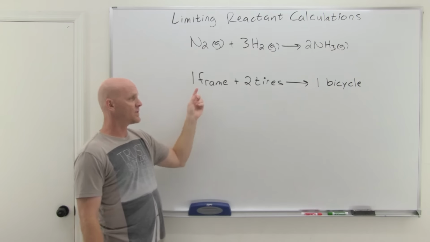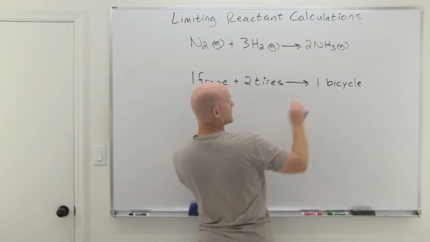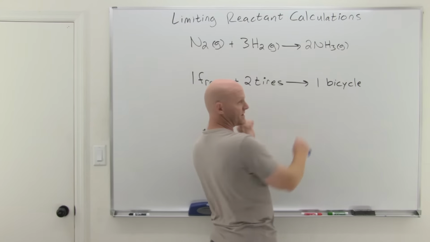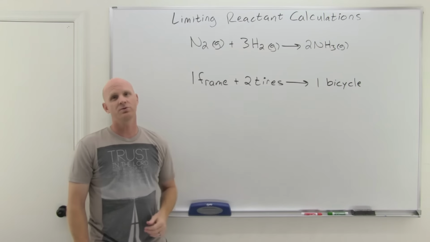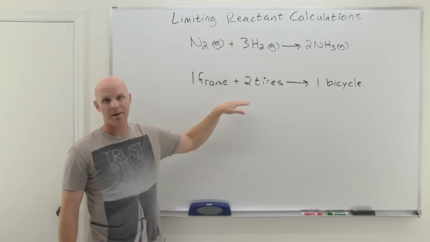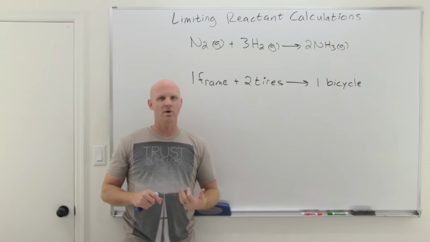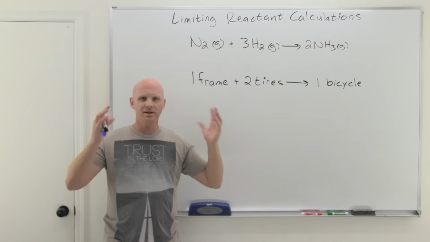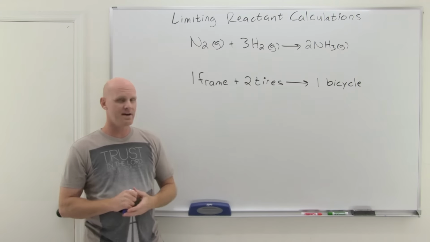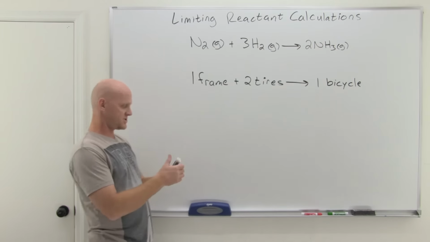And so if I look at the ratio of frame to tires, it's a 1-to-2 ratio. If I look at the ratio of frames to bicycles, it's a 1-to-1 ratio, or tires to bicycle, it's a 2-to-1 ratio. And we're going to do what's now called a proper limiting reactant calculation using this example because it's something that you can see. Once we start doing this with compounds and molecules and atoms, it gets a little bit vague in students' minds and they can't picture it. But we'll do it with something we can picture first.